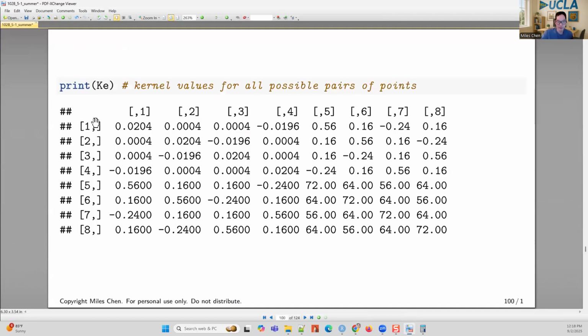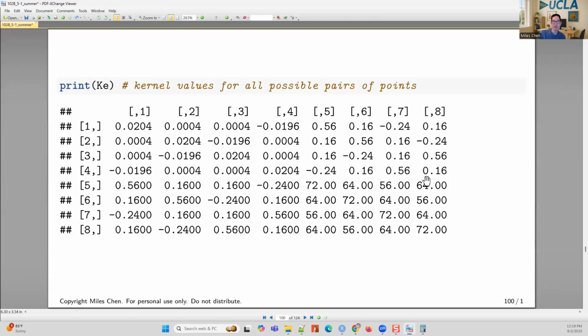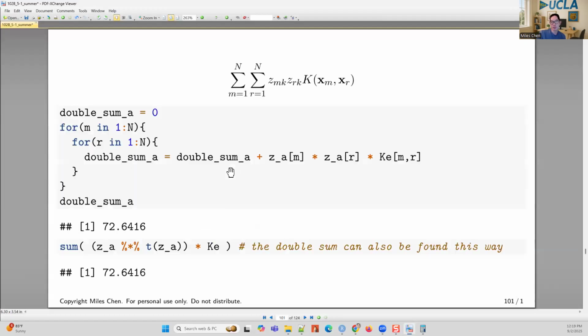And so I have this big kernel matrix where we took all 8 of our points and we have some measure between each of these things. And this will come into play as far as getting this double summation here. So this is just the kernel value between xm and xr for every combination of m and r.